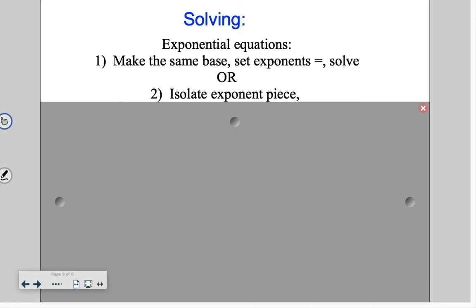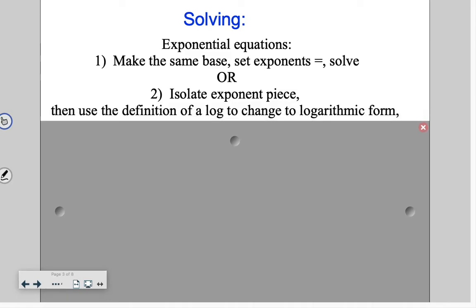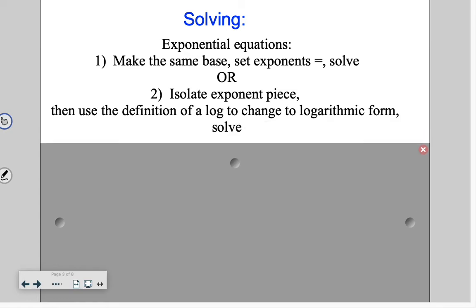Once you have it isolated, you then are going to switch forms. You're going to use the definition of a log to change it to logarithmic form. And you'll see why. It makes the problem easier. We always use logs to solve exponential equations, and we use exponents to solve logarithmic equations when we get there. But the idea is isolate, number 1, then switch forms, number 2. Once you switch forms, then you can solve.